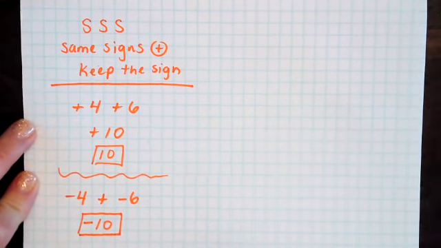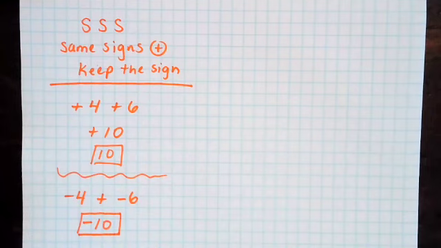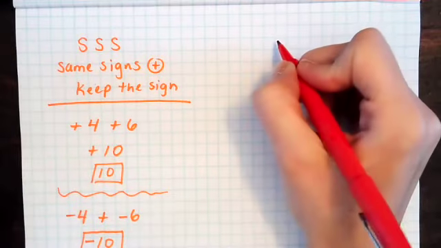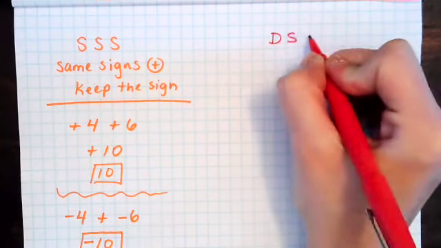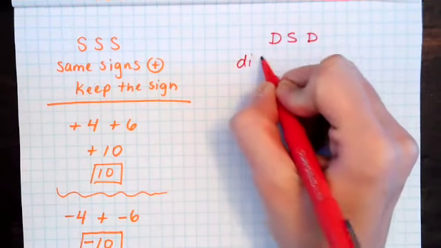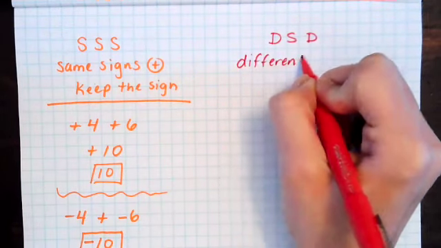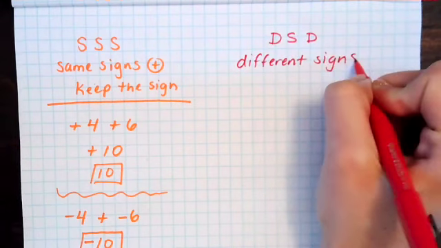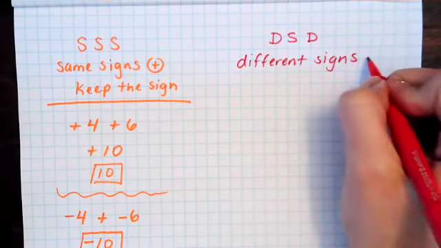Now, what do you do if the signs aren't the same? Let's see. I have a different rule if the signs aren't the same. This rule I call different sign difference. So if the signs are different, you're going to find the difference, you're going to subtract.